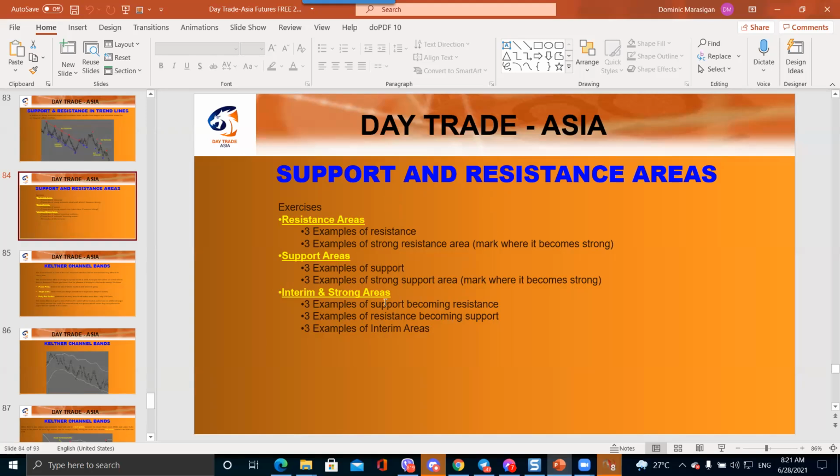Okay. Now it says here, examples that we did the resistance, so you can do the same thing as support, what I just talked about, the strong area of support where it doesn't go past. And also you'll do the support interim areas, where 3 examples of support becoming resistance and 3 examples of resistance becoming support. And basically this interim area is what this is talking about. You just label it as interim areas where support becomes a resistance. You can also label that as an interim area. Okay. Like I showed here.